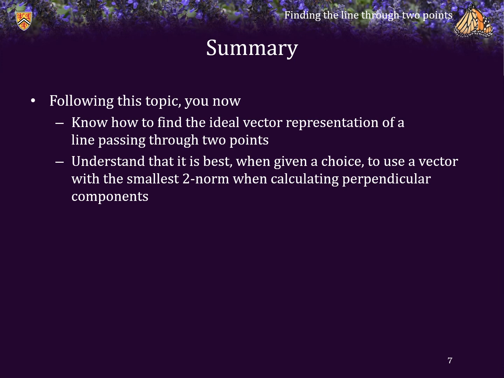Following this topic, you now know how to find the ideal vector representation of a line passing through 2 points, and you understand that it is best, when given a choice, to use a vector with the smallest 2 norm when calculating perpendicular components.